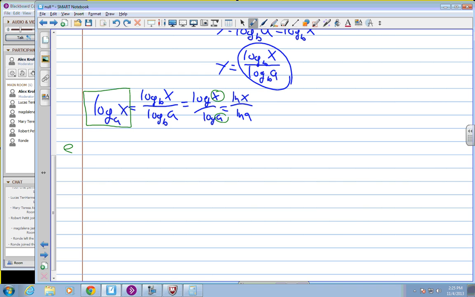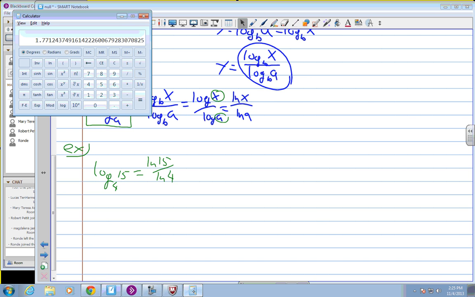So again, we already did those examples, but if I ask you what is log base 4 of 15, you'll just go, okay, how about natural log of 15 over natural log of 4? Okay, and I'll give you the answer by plugging it into your calculator. So very close to 2, as expected, right? 1.95-ish.